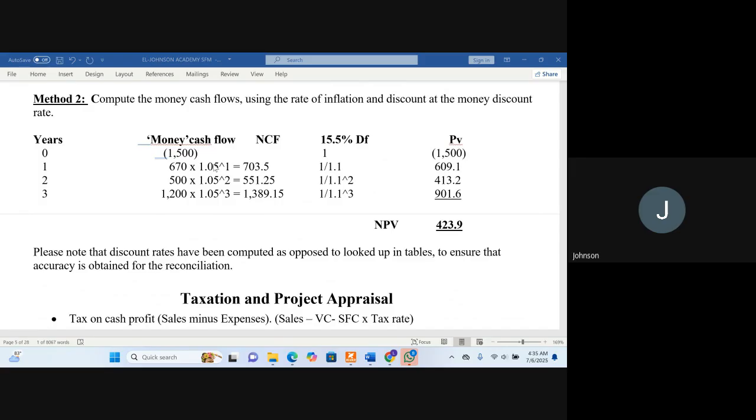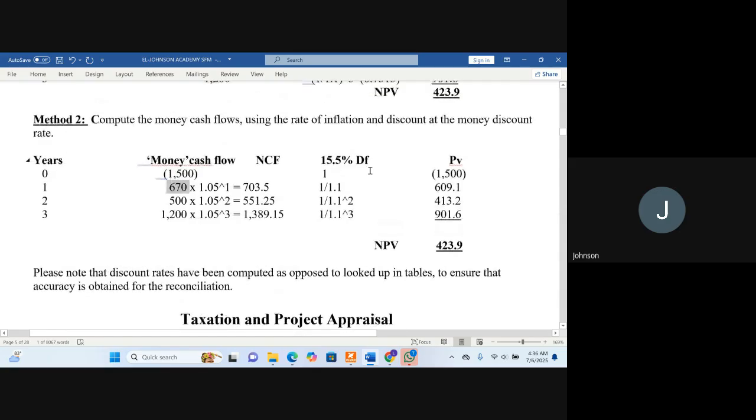Then what you now do is raise it to the power of the number of years. So you raise it to the power of the number of years, and then in year 1 you got this one. In year 2 you got 551.25. In year 3 you got 1389.15. After that, you now come to your discount factor.